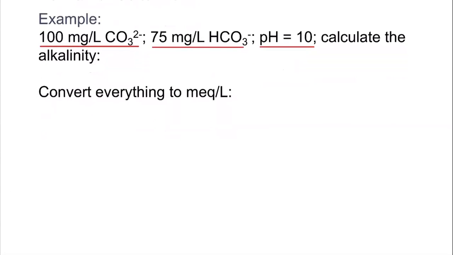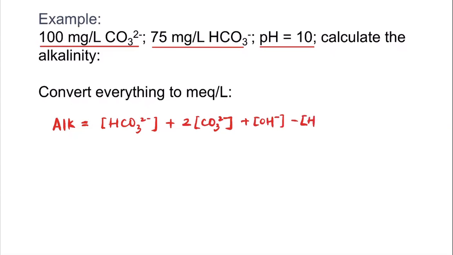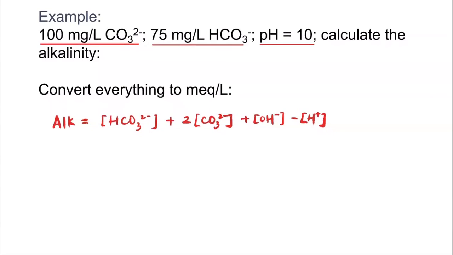If I just write it out again, ALK is equal to the concentration of the bicarbonate ion, or basically the molarity of the bicarbonate ion, plus 2 multiplied by the molarity of the carbonate ion, plus the molarity of the OH ion, and then minus the molarity of the hydrogen ion. So this is the equation we use to calculate the alkalinity. And then it's just converting all of these mass concentrations into molarity, right?